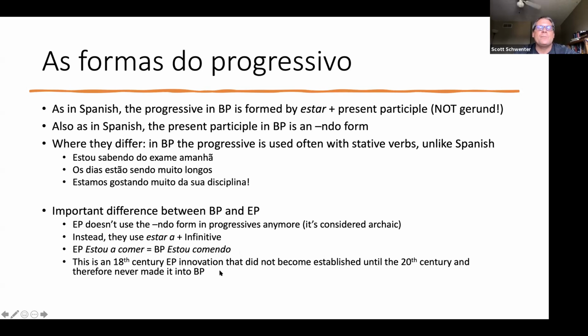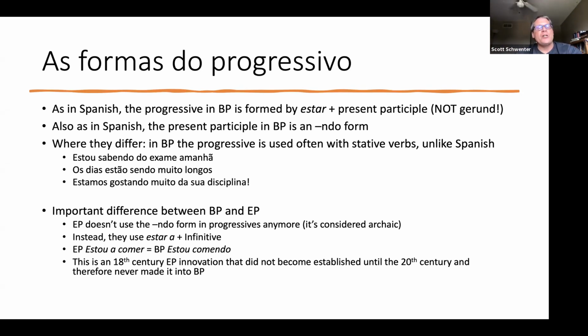And so why doesn't Brazil do this? Well, this was an innovation in Portugal in the 18th century, but it actually didn't become fully established until the 20th century. So it actually never made it to Brazil, right? Brazil kept the old way of doing it.